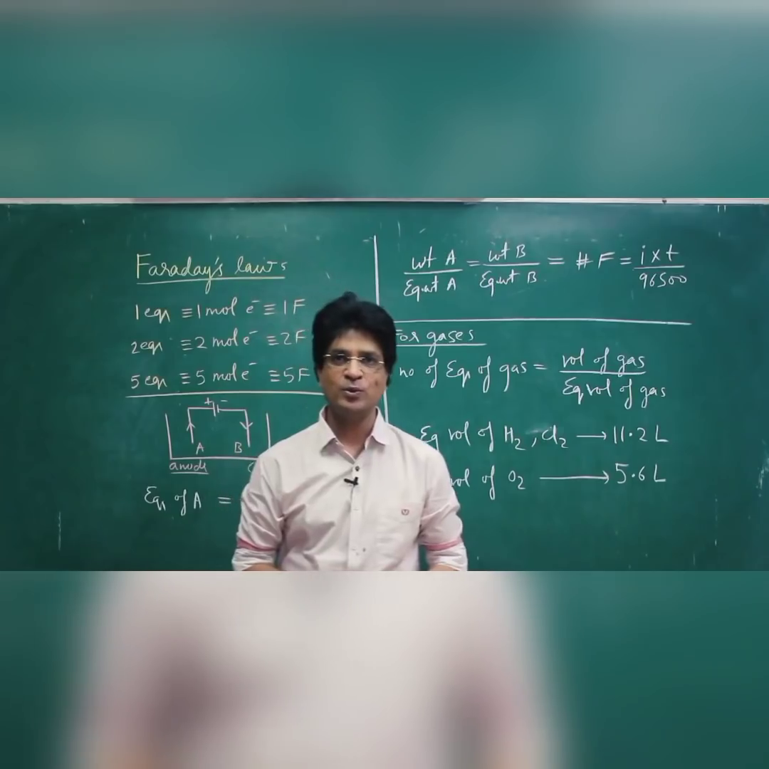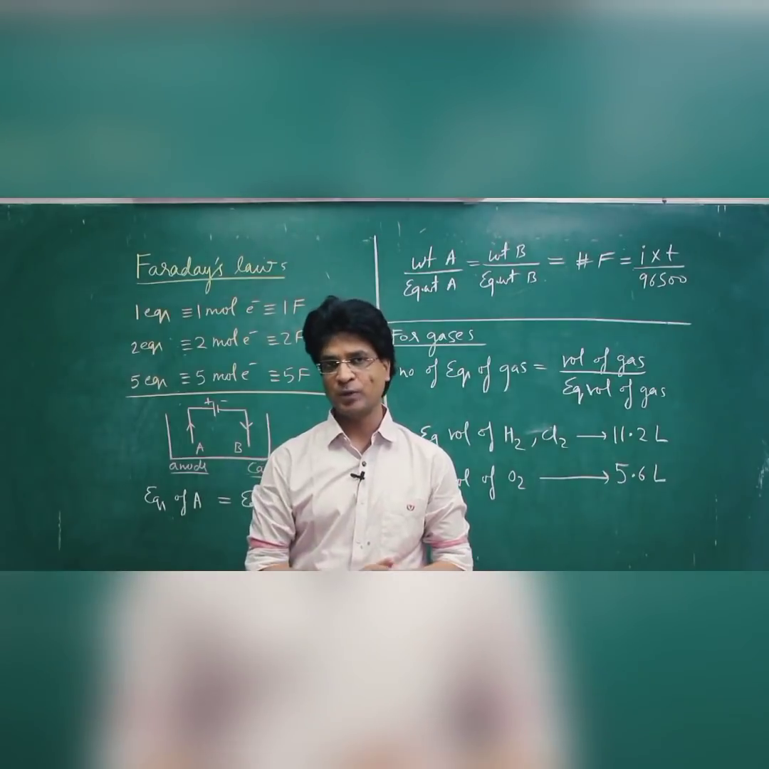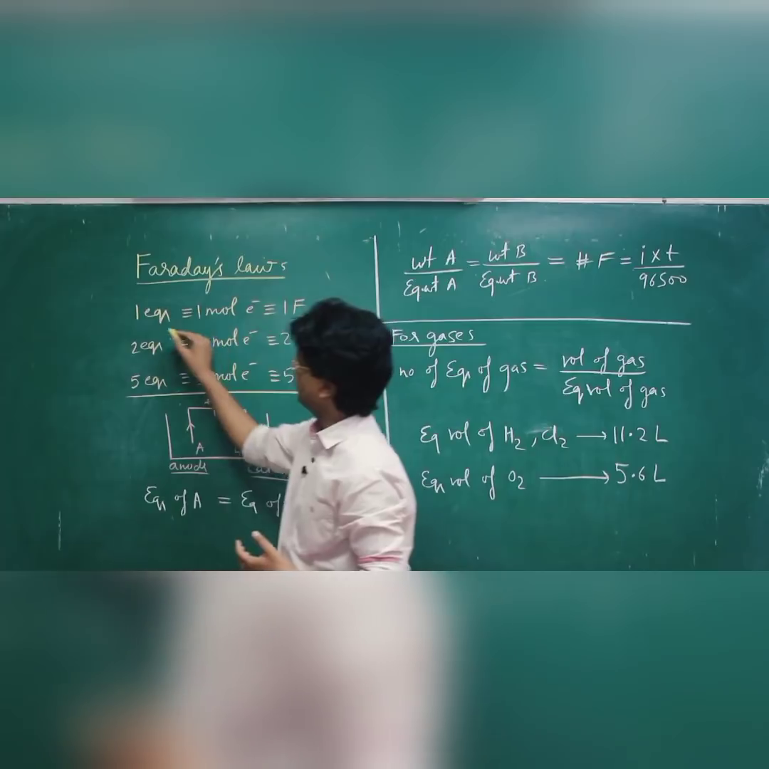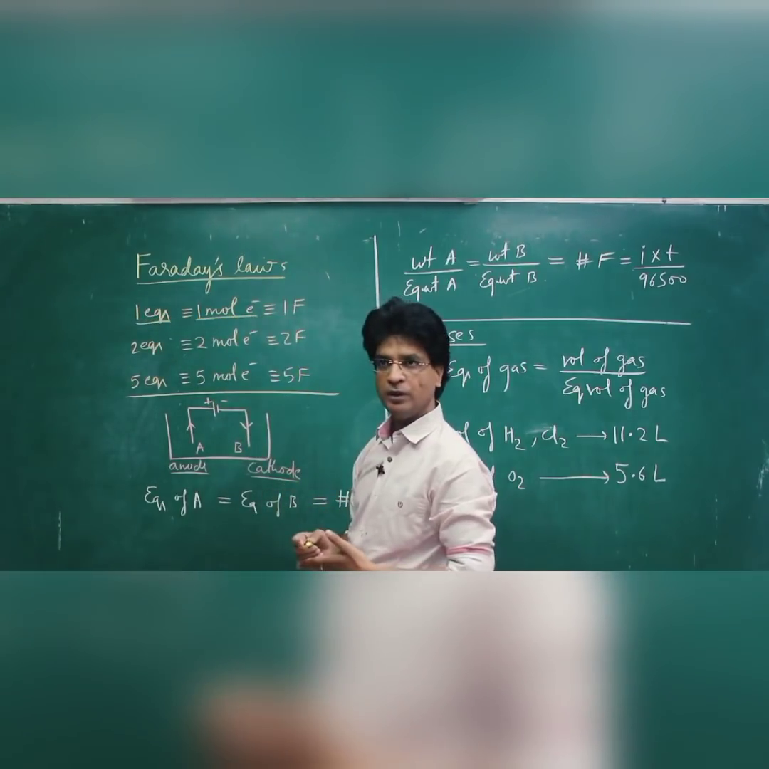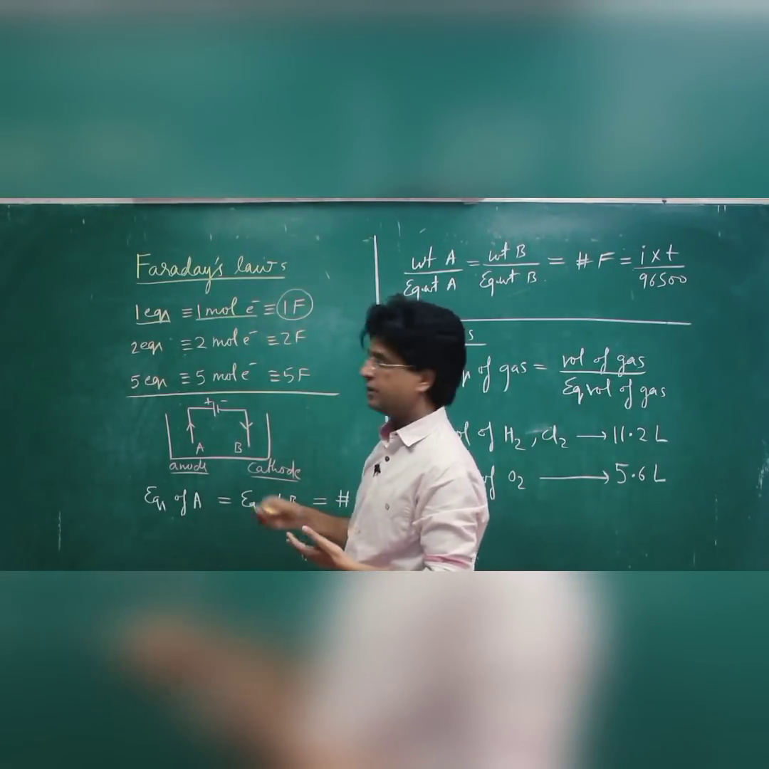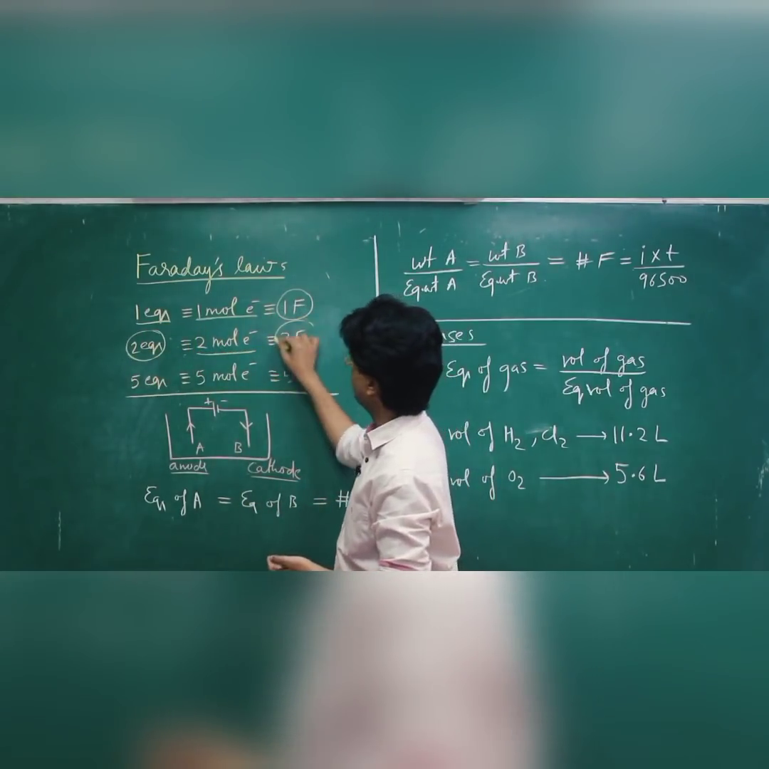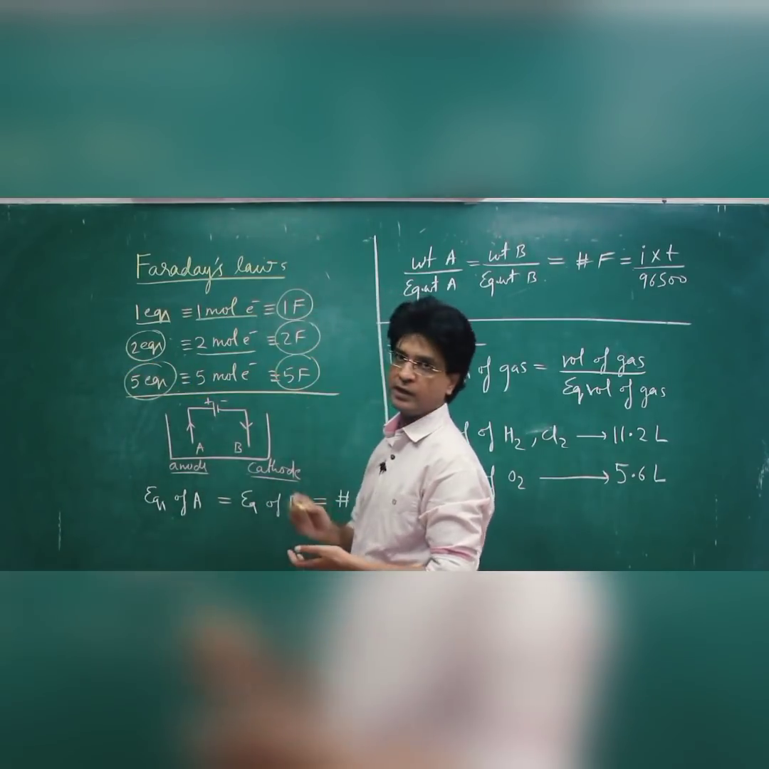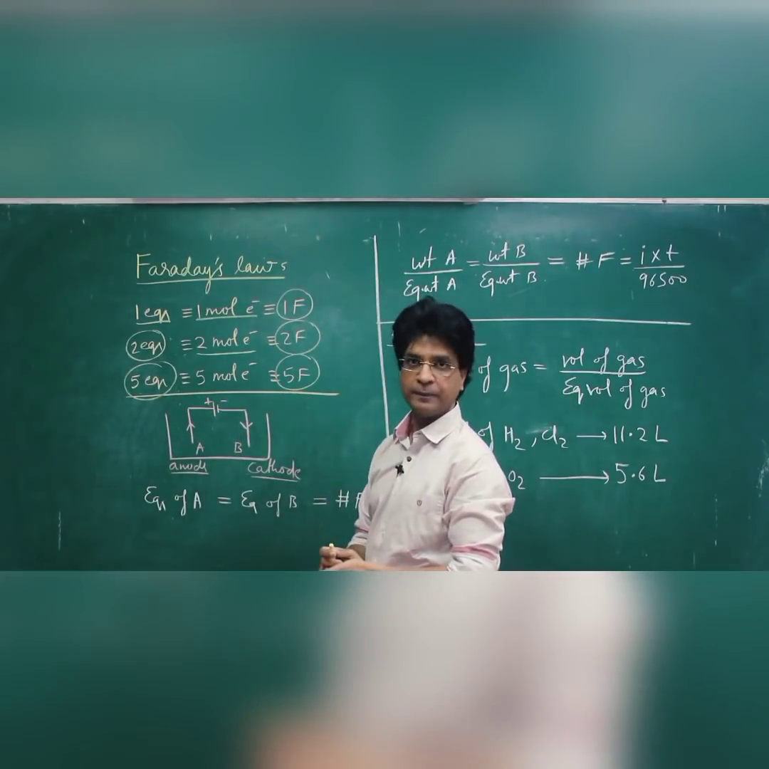Is that okay? So let's understand how to handle the questions on electrolysis. Okay, so the basic information first. One equivalent is nothing but the charge on 1 mole of electrons, and the charge on 1 mole of electrons is equivalent to 1 Faraday. Similarly, 2 equivalents will be the charge on 2 moles of electrons, which is nothing but 2 Faraday charge. Similarly, 5 equivalents will be equivalent to 5 Faraday charge. Okay, that means the number of equivalents is equal to the number of Faraday.